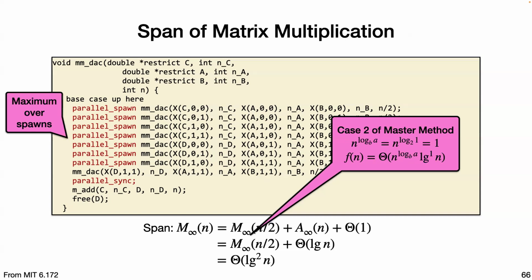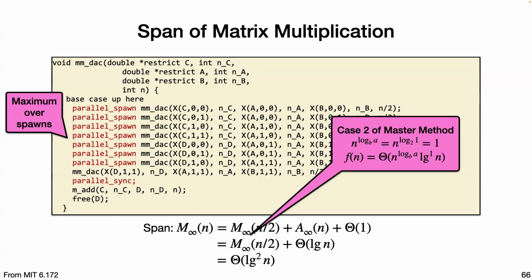Now we want to compute the span. So the work is just you add up all the subproblems, but for the span, you take the max over all the parallel parts. And so all these subcalls, you just take the max and they are all equal length. So this is the expression for the span, M sub infinity, and that's just M sub infinity of n over 2. There are 8 of them, but they all happen in parallel. So recall that the span is the longest path through the computation DAG. So all of them are about equal length, and so that's why we just take one of them, because they're all happening independently of each other.